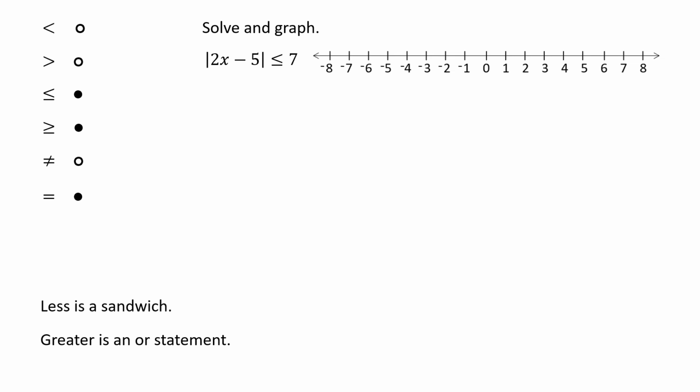Okay, again, less than or equal to, so we're going to make a sandwich. When I rewrite this, the 2x minus 5 is not going to change. The one time I rewrite this, it stays the same, right? Less than or equal to 7 stays as less than or equal to 7. But on the other time, keep that symbol, but the 7 becomes a negative 7.